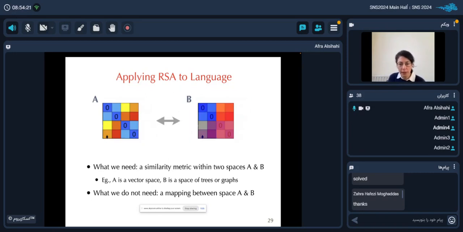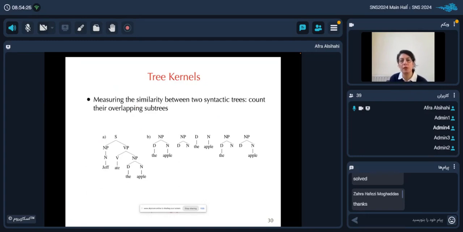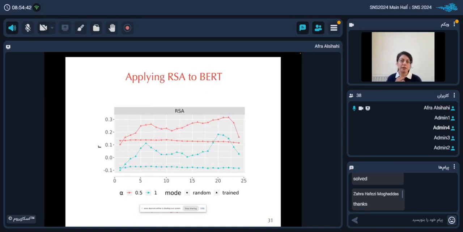So luckily, we do have these tools. We have measures like tree kernels in computational linguistics, which take two syntactic trees and estimate the similarities between them by, for example, counting their subtrees, or different ways of doing it. You can implement this very simply, and what I'm showing you are RSA scores, these correlation scores, applied to different layers of BERT, which is a relatively large language model, not by 2024 standards, but up until about 3 years ago, BERT was very commonly used.